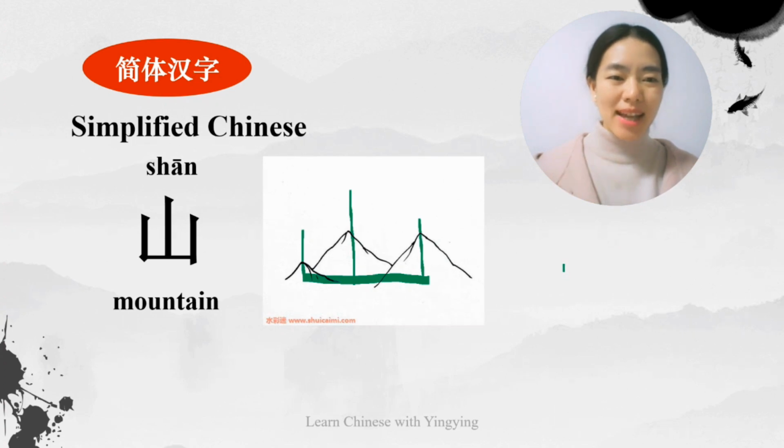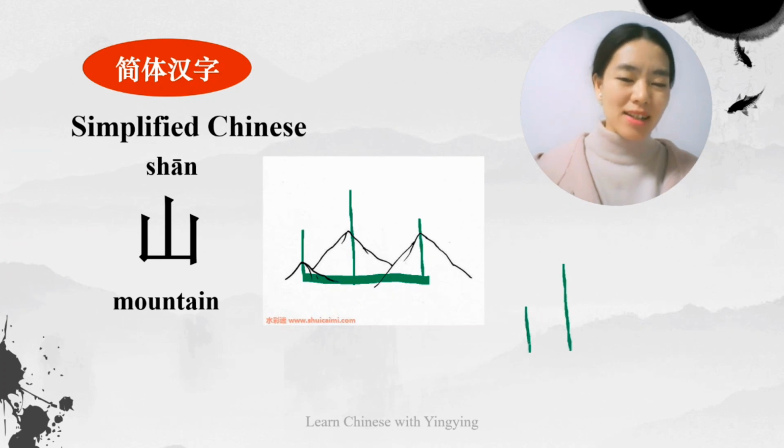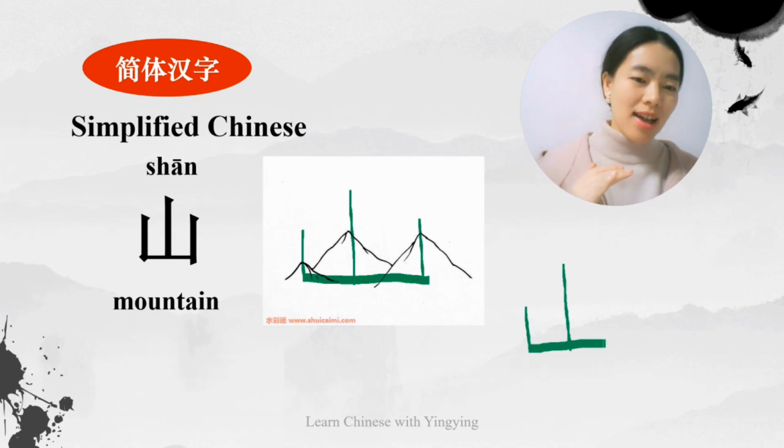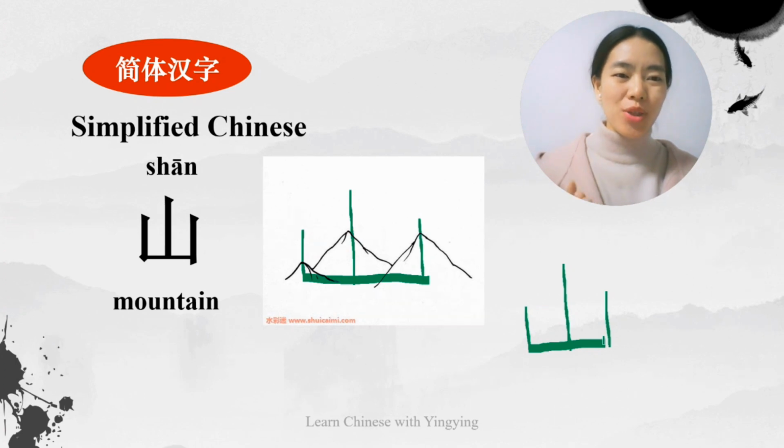Now let's write them together. So the first stroke is the longest line. Then is the left line. Sharp turn into a horizontal line. And the right line. Here we have it, the word Shan. Shan, it means mountain.